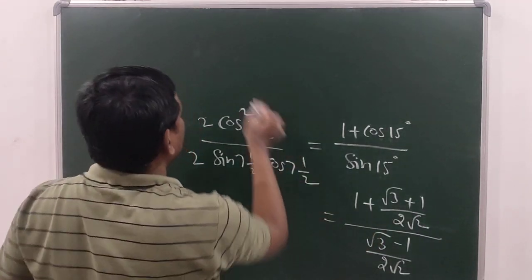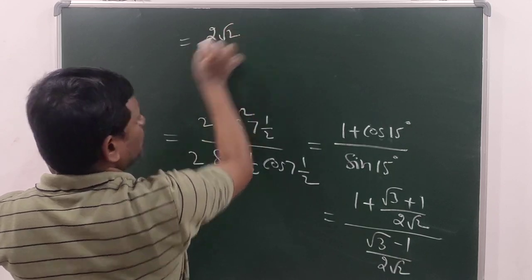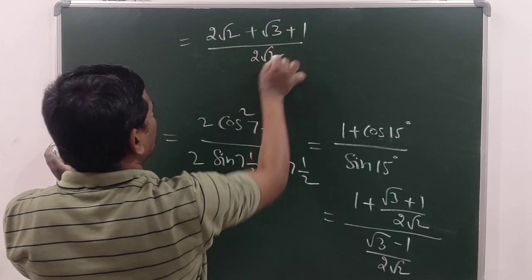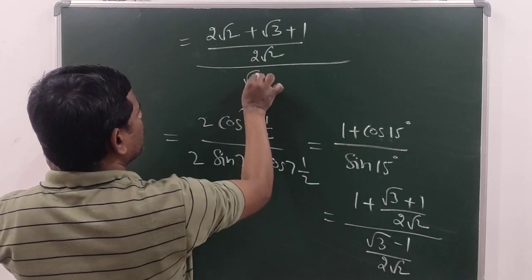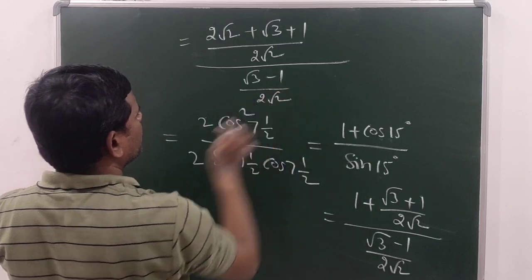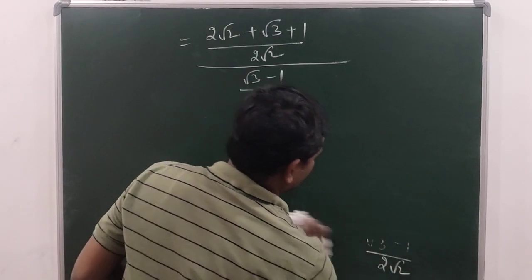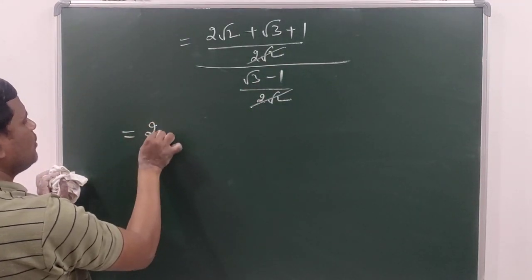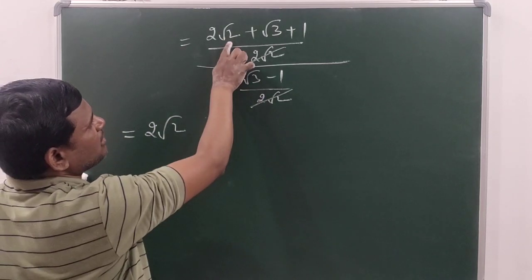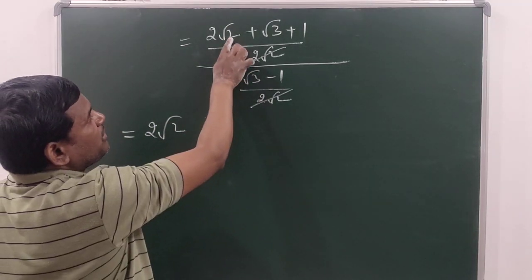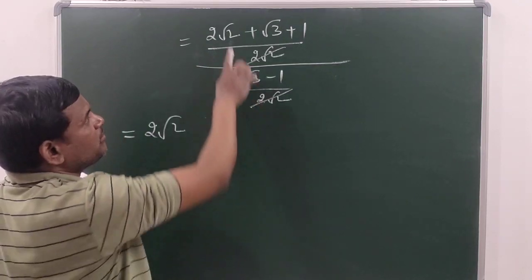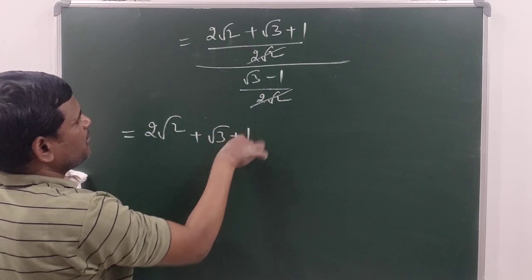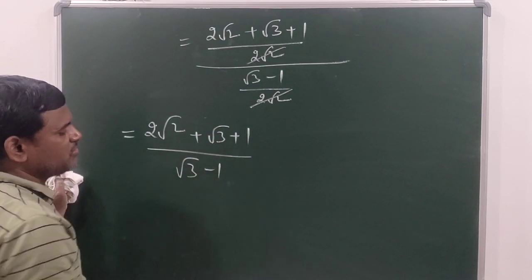So take the cross multiplication. When you take cross multiplication, 2 root 2 plus root 3 plus 1 by 2 root 2, whole by root 3 minus 1 by 2 root 2. Now these two will get cancelled. Now what is left? 2 root 2. I think in the previous step I wrote 5. Corrected that mistake. Here not 5, 2 root 2 you will get. So plus root 3 plus 1 by root 3 minus 1.